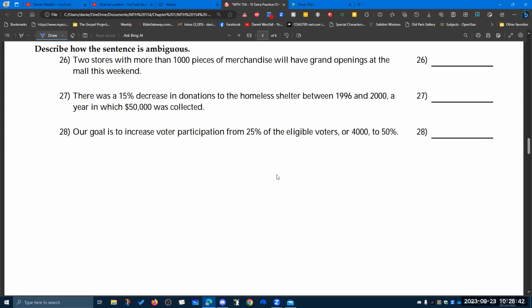There was a 15% decrease in donations to the homeless shelter between 1996 and 2000, a year in which $50,000 was collected. It's unclear here whether the $50,000 was collected in 1996 or 2000. Those are the only two years specified, so it has to be one of those two years, but we're not sure whether 50,000 is the amount from which there was a 15% decrease, or the number after the 15% decrease.